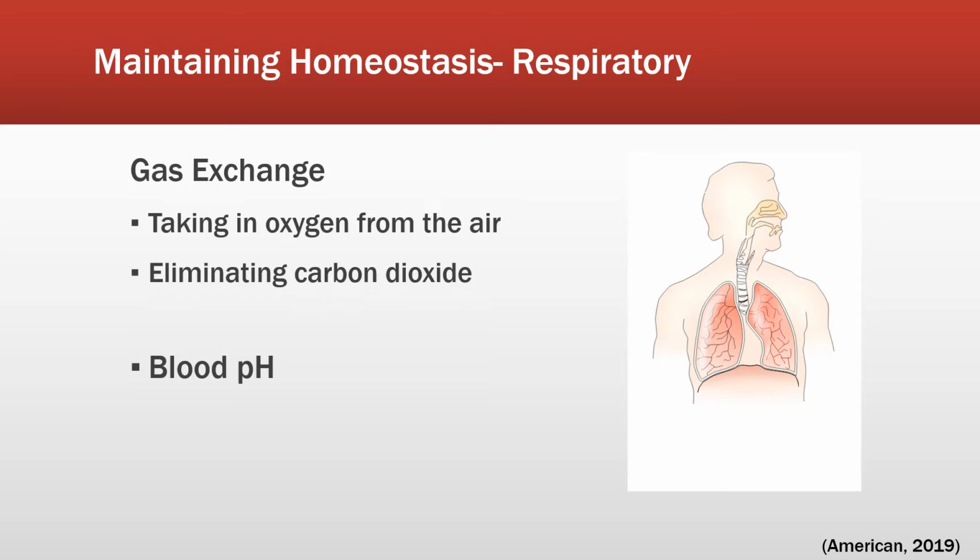The lungs are responsible for taking oxygen that the blood transports and delivers throughout the body, bringing back carbon dioxide to be exhaled. The amount of carbon dioxide in the body will affect the second way the respiratory system maintains homeostasis, which is the blood pH. When carbon dioxide encounters water, it creates carbonic acid. The lungs control how much carbon dioxide is in the body, therefore controlling the carbonic acid levels.